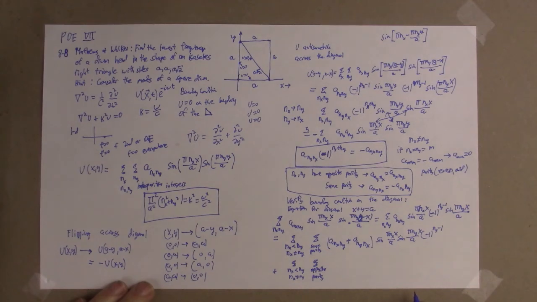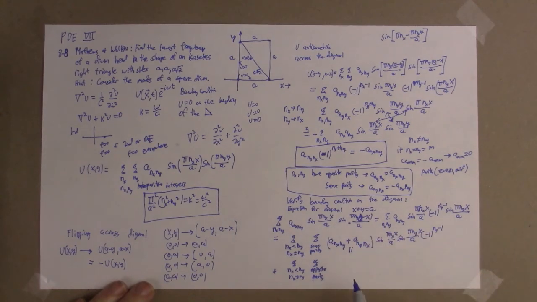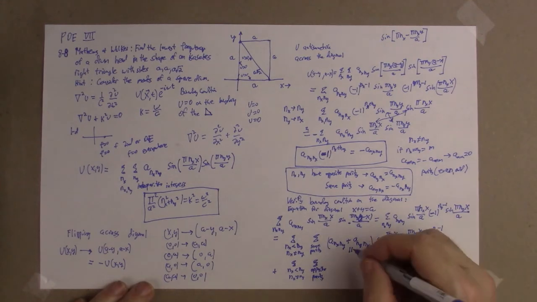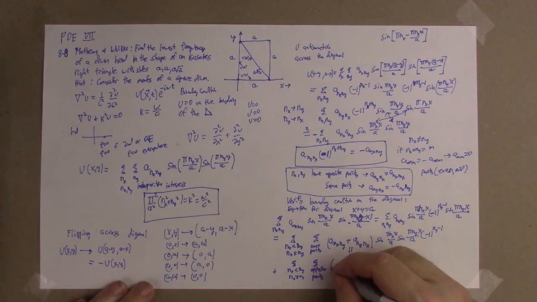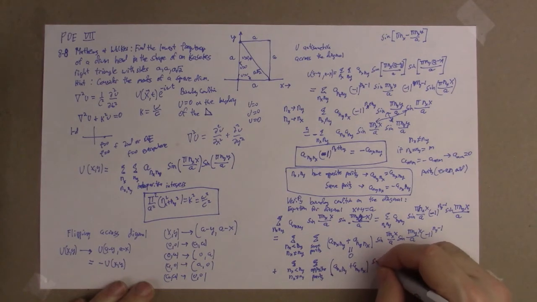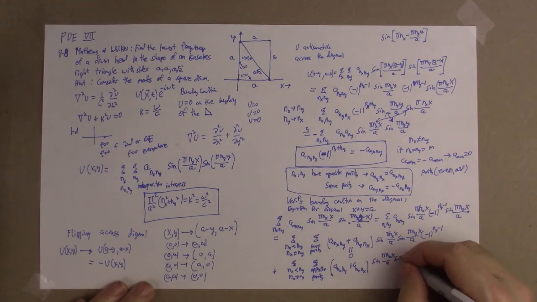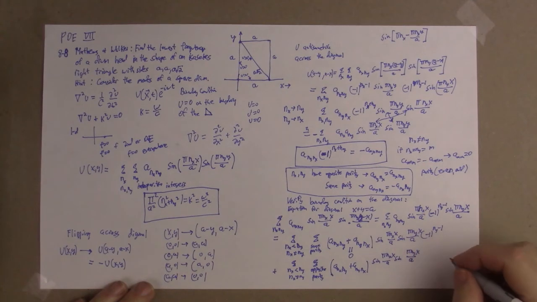Now this is equal to 0 because when they have the same parity, we said that they have opposite coefficients. So that equals 0. That takes care of that term. Now down here we have the same thing: a_{nx,ny} plus a_{ny,nx} times sine(pi nx x over a) sine(pi ny x over a).